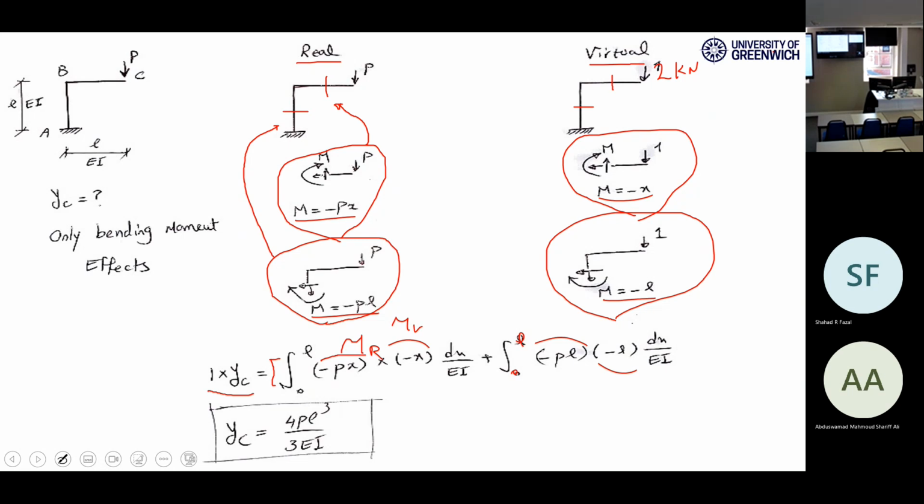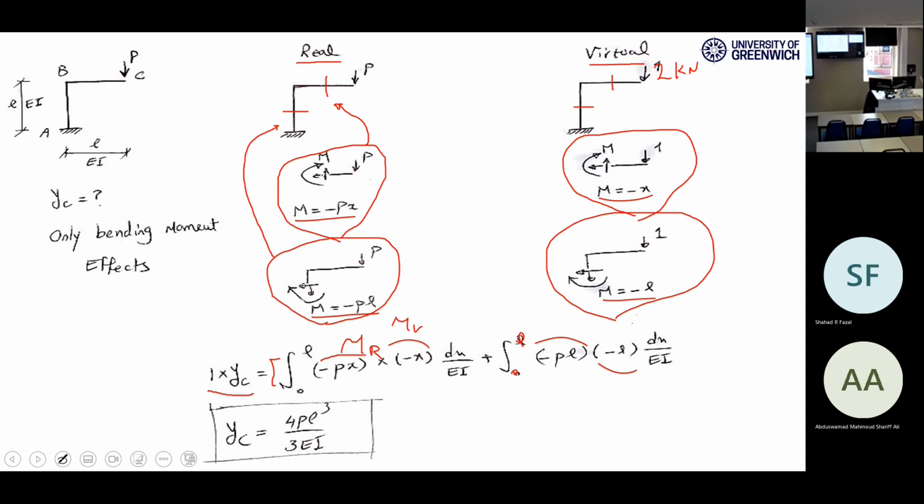Remember that I haven't touched the tutorial definition. The tutorial definition is to find delta C for this loading. I'm just changing the loading for the virtual structure. The final answer shouldn't change. If I change my virtual structure and the final answer changes, it's ridiculous. It would mean that there are plenty of answers for a unique question. That's not possible.